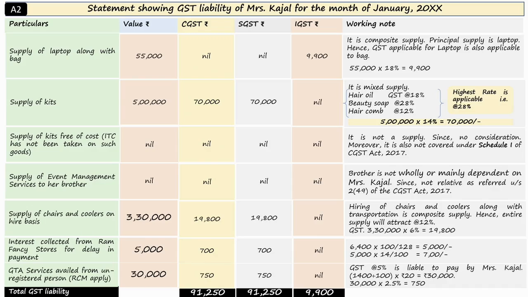The total GST, CGST 91,250, SGST 91,250, and the IGST payable 9,900 in the given case.